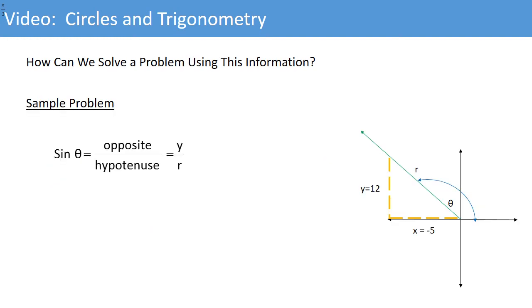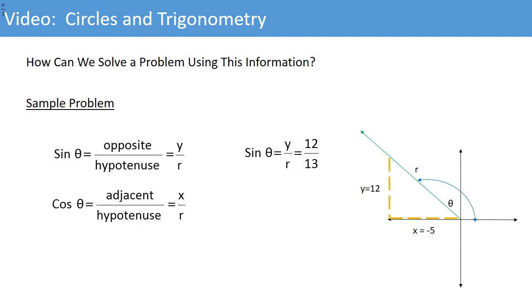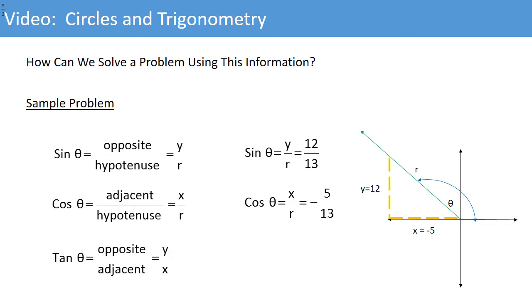Now, sine theta is opposite over hypotenuse, which is y over r. Sine theta is y over r, which is 12 over 13. Cos theta is adjacent over hypotenuse, which is x over r. Cos theta, then, is negative 5 over 13. Tan is opposite over adjacent, which is y over x. Tan theta is also negative 12 over 5.